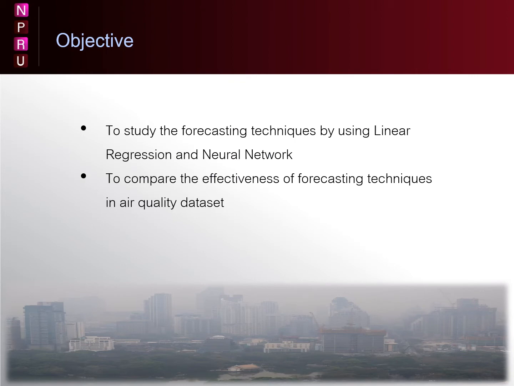In this part, I'd like to talk about the objective of the research. The research aims to study the forecasting technique by using linear regression and neural network, and to compare the effectiveness of forecasting techniques in air quality dataset.